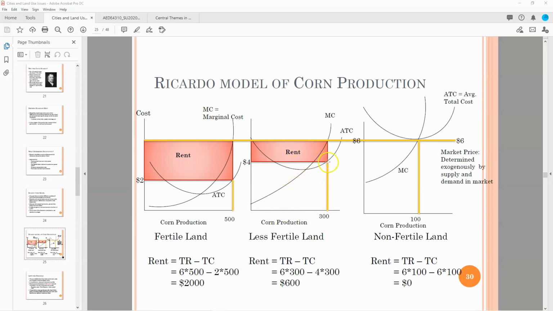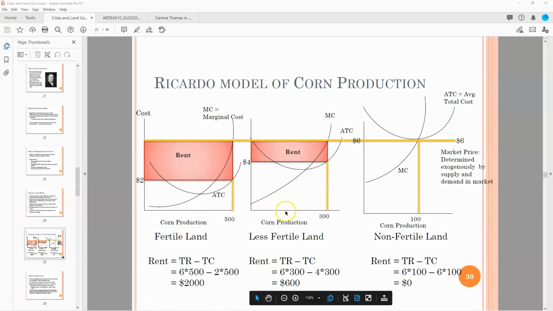To find the total cost, first we need to connect the market equilibrium point and equilibrium quantity. Then the intersection of this vertical line and the average total cost is here, and we find the corresponding price, which is our production cost per unit. Then our total cost is 4 times 300.